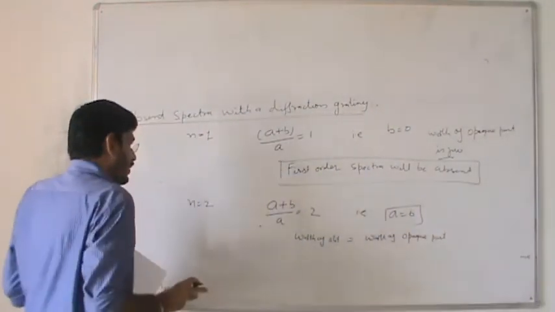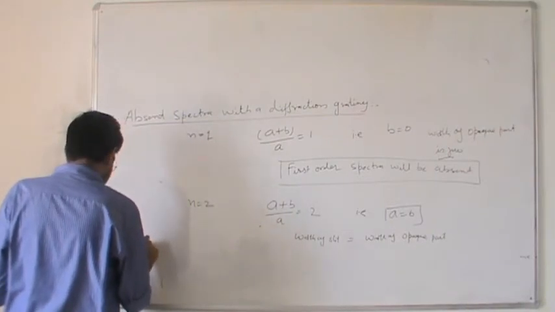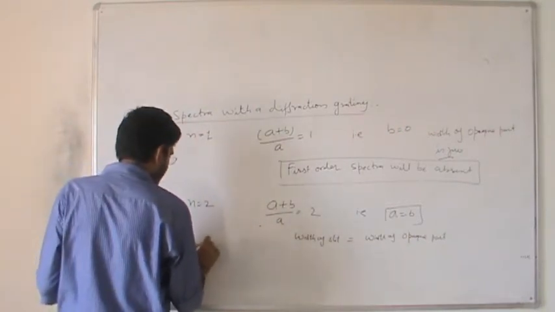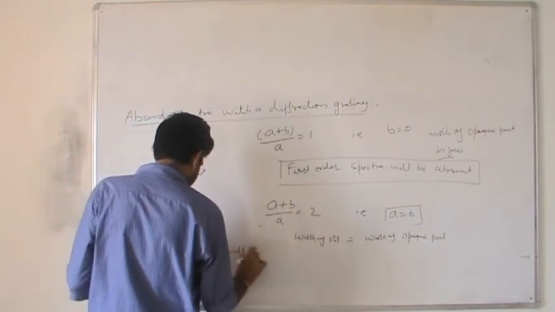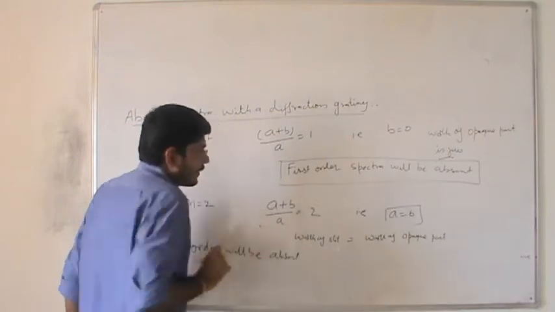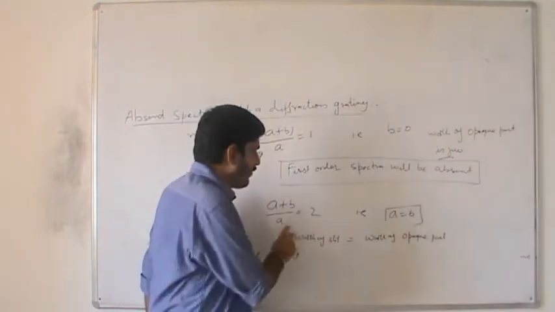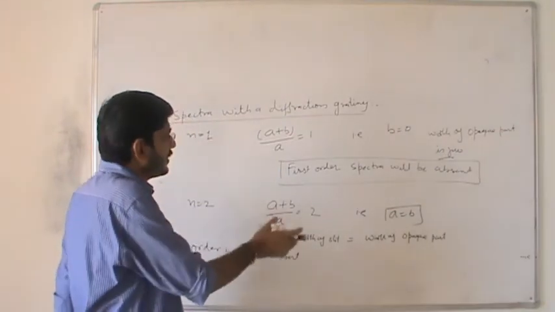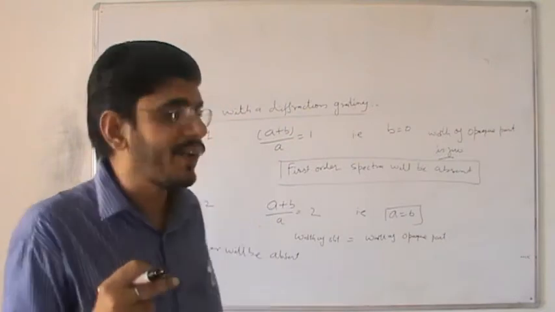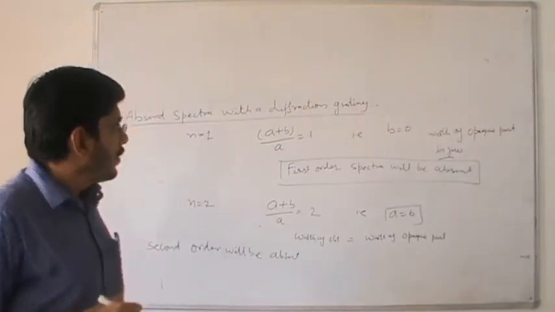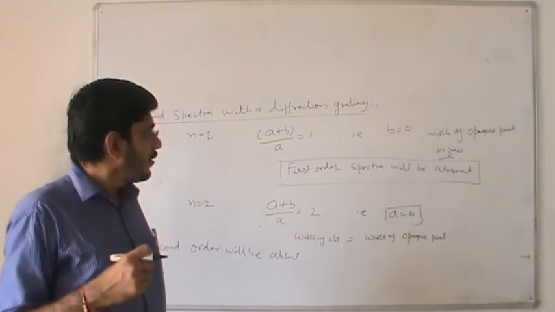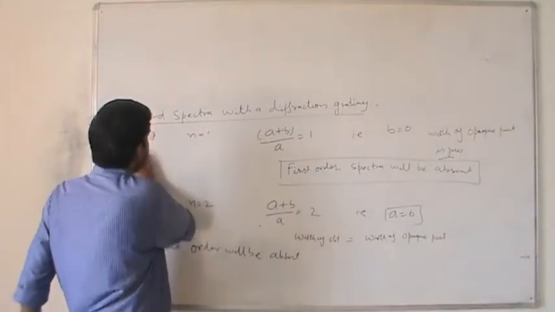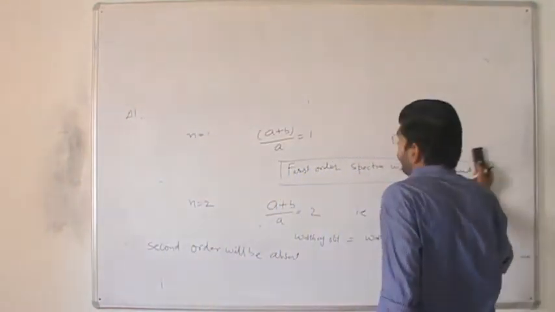So in this condition, the second order will be absent. Second order will be absent when the width of the slit is equal to the width of the opaque portion. So these are some of the missing order terms in diffraction gratings. Now we solve one numerical exercise based on this topic.